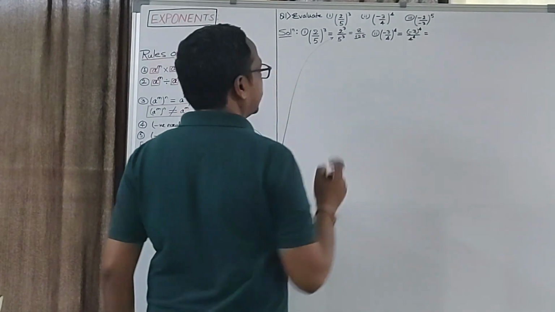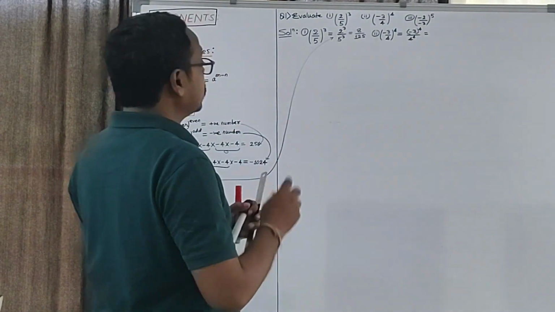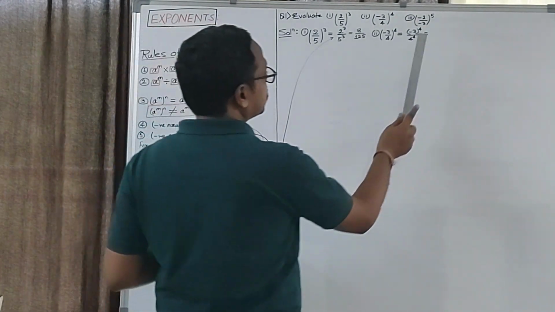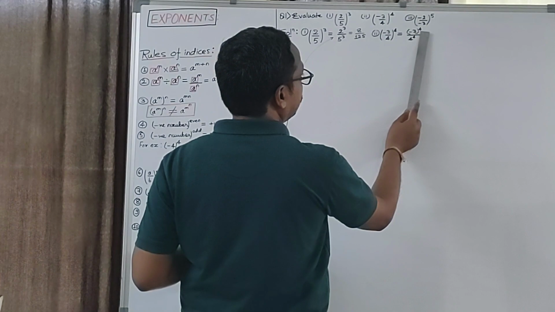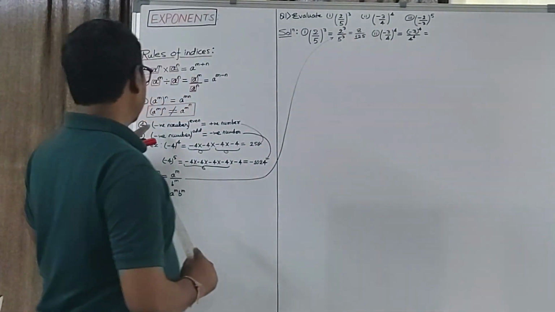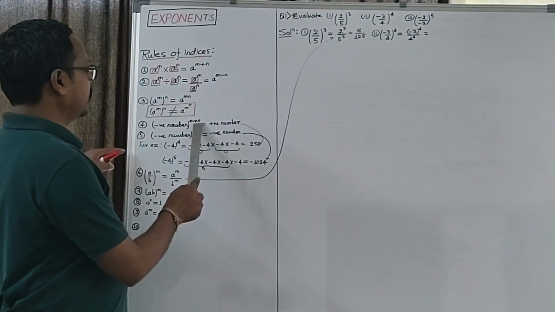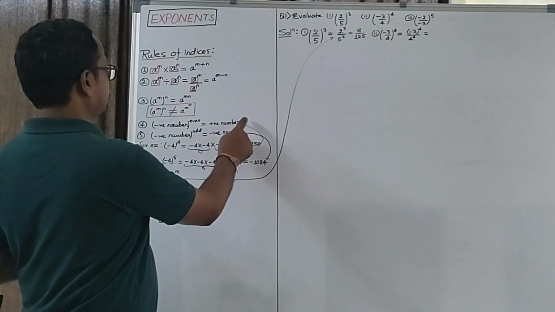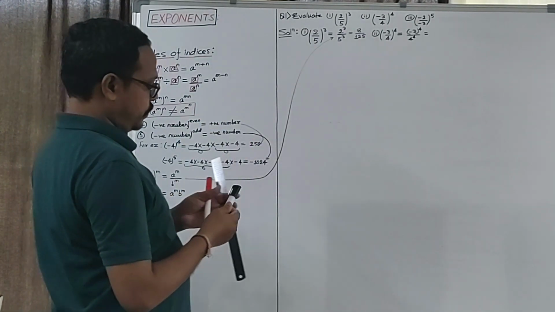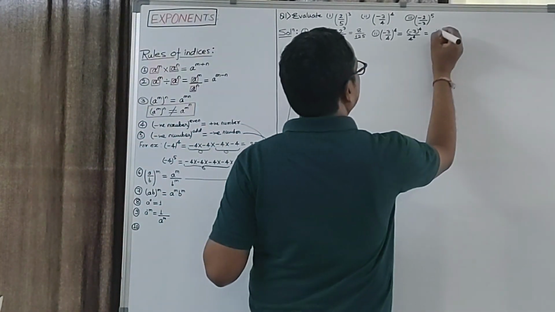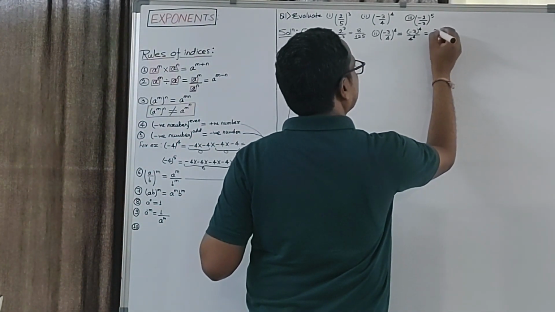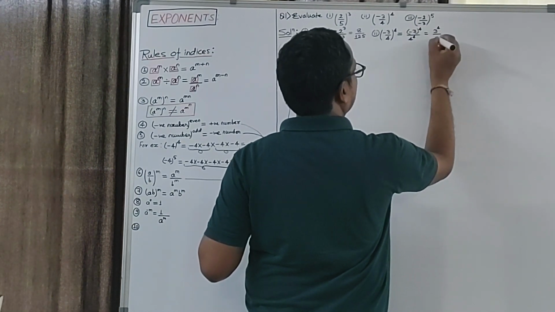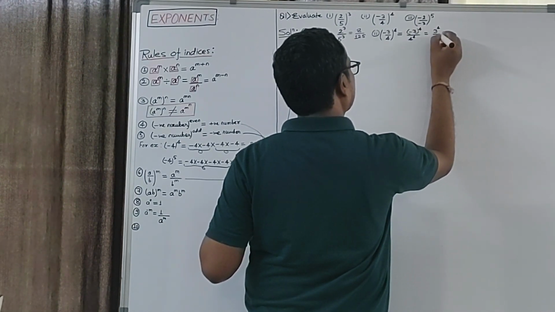See, this is a negative number. And what is the exponent? Exponent is even, right? So a negative number with an even exponent will give you a positive result. As per rule number 4, you can write it as 3 to the power 4, and this is already positive, so it is 4 to the power 4.